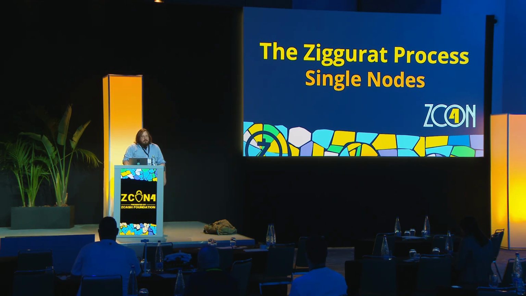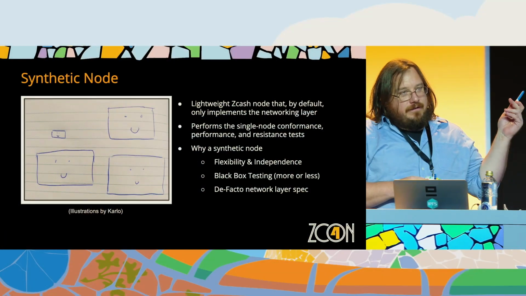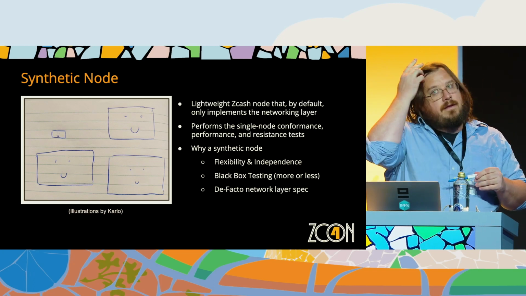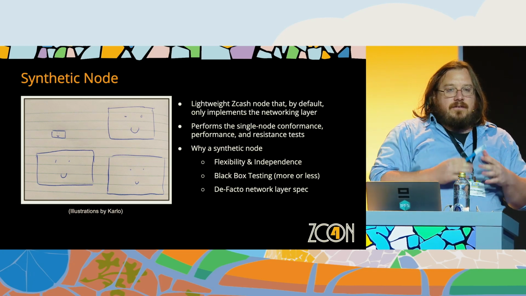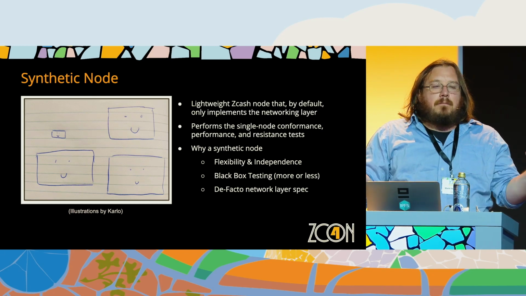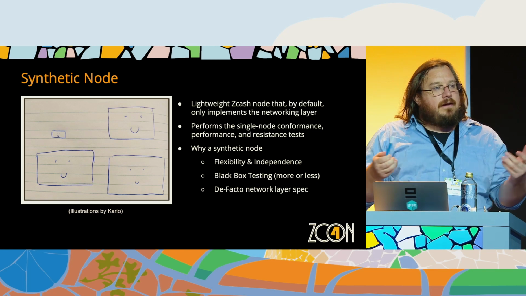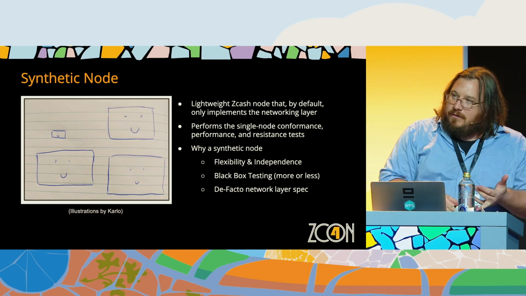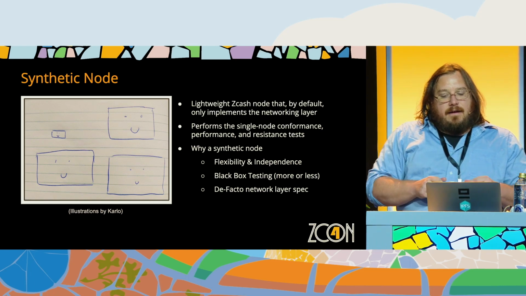And here's how we go about doing things. We have what they call a synthetic node. This is a very scientific diagram of our synthetic node here. It's a lightweight Zcash node that does not participate in consensus or anything else. It only speaks networking, and it can sort of go and mock being a Zcash node. It knows the handshake. It knows what to do with peer lists. It knows what to do with block requests, messages, and things like that. And with that, we reverse engineer the entire protocol. Sounds like we may be reinventing the wheel, but it gives us flexibility and independence.